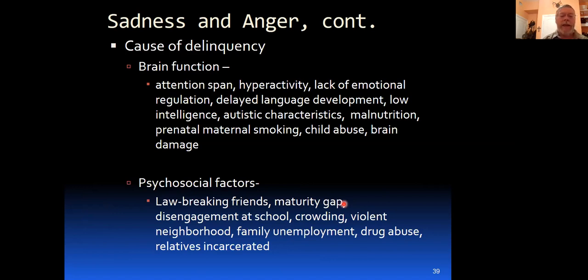That said, in many cases, more prominent are psychological and social factors. For example, having a group of friends that are all engaged in breaking the law, especially if those are also older, more mature kids, tends to influence adolescents. Also, if the adolescent is disengaged in school, they don't see that as being very valuable. If they live in a crowded or violent neighborhood, family unemployment, drug abuse, or even drug abuse within their families, or have relatives that are incarcerated, all of those environmental and social factors may contribute to the law-breaking behavior.